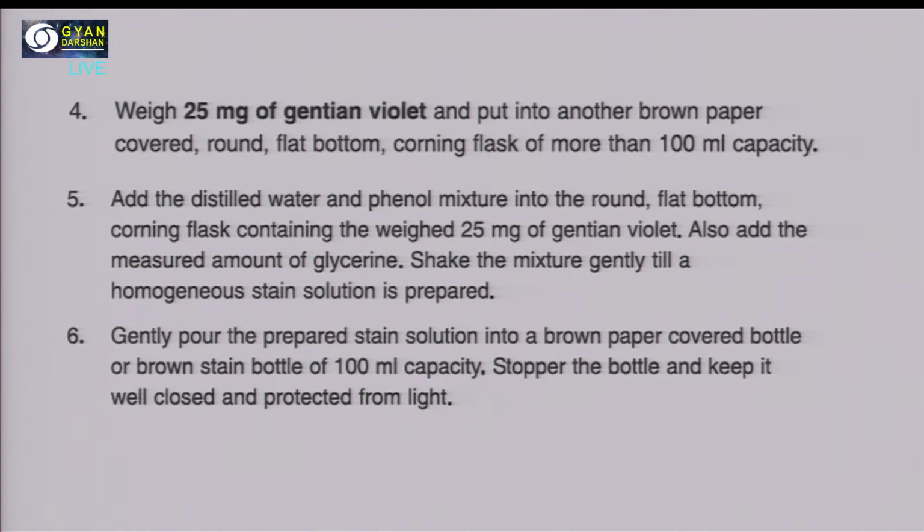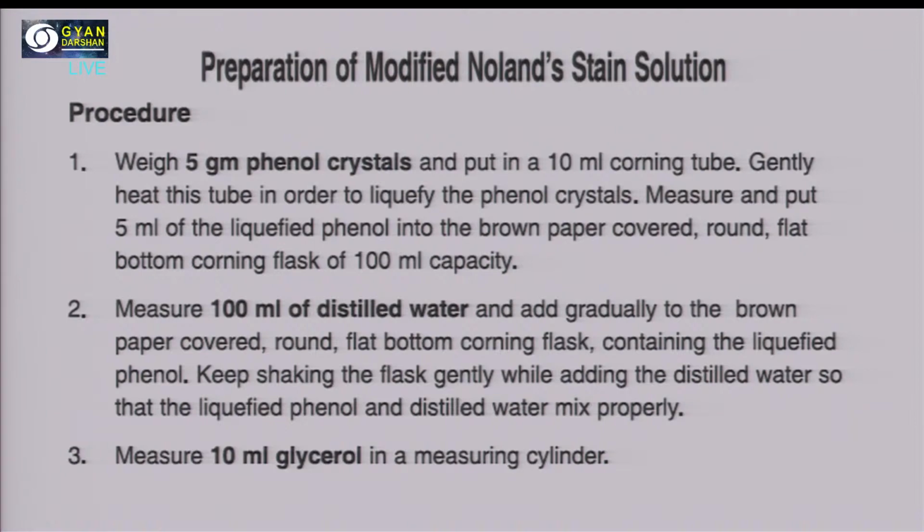And finally you gently pour the prepared stain solution into a brown paper covered bottle or brown stain bottle of 100 ml capacity. So basically it consists of a mixture of phenol crystals, water of course, glycerol and gentian violet. So together they make up this Noland's stain solution.